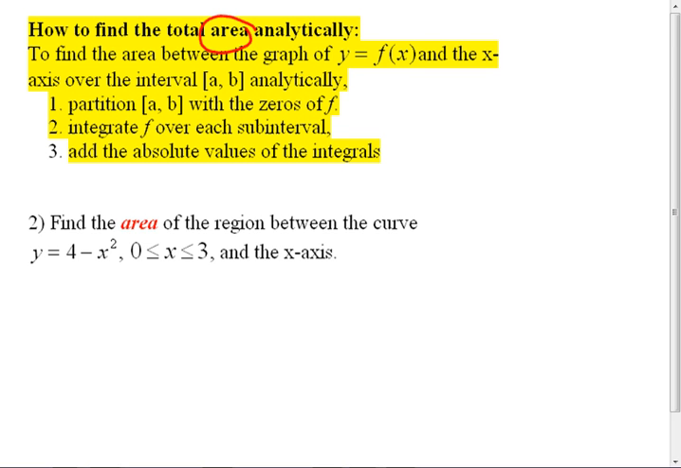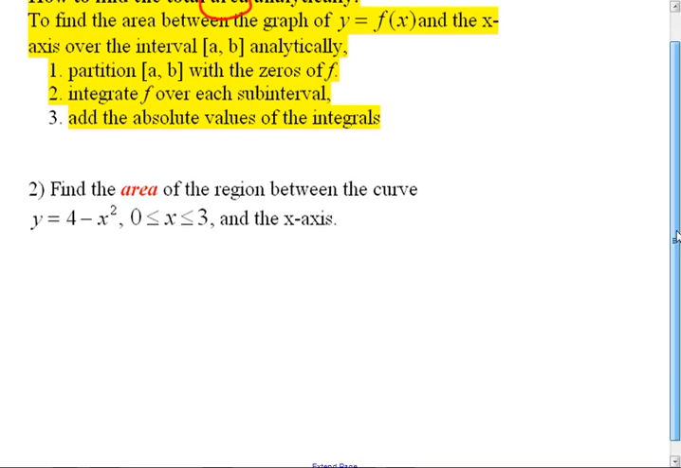Not the integral, but the area. The integral will help me find the area, but I have to worry about the sign. And partition just means divide it up. Okay, so let's do this example. Analytically means algebraically.